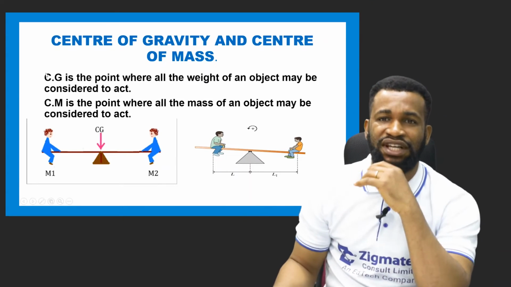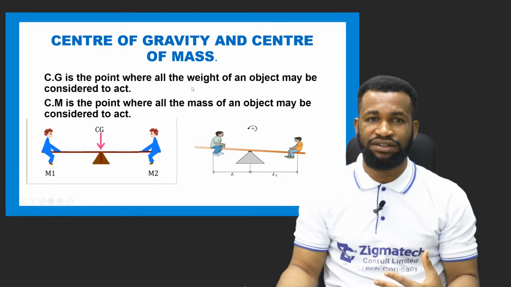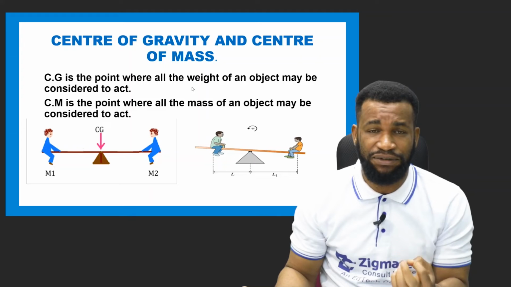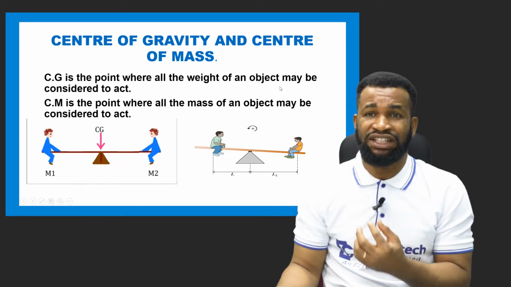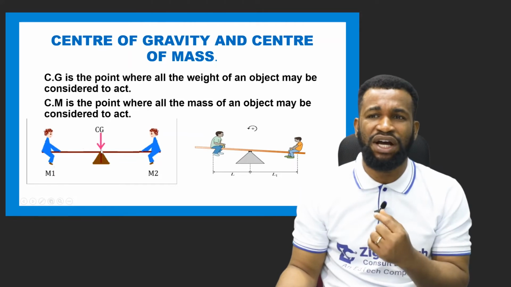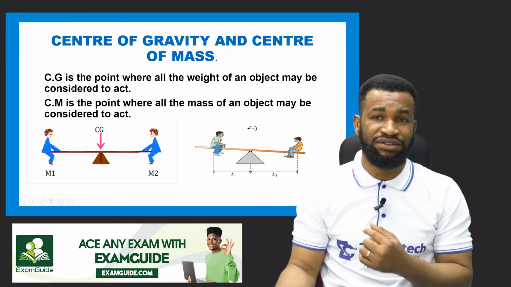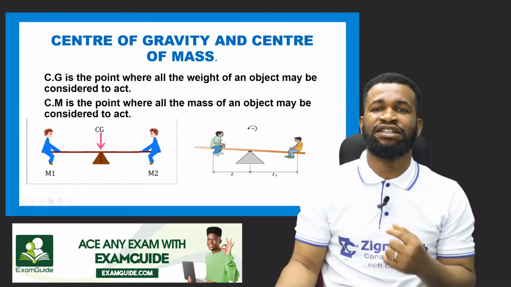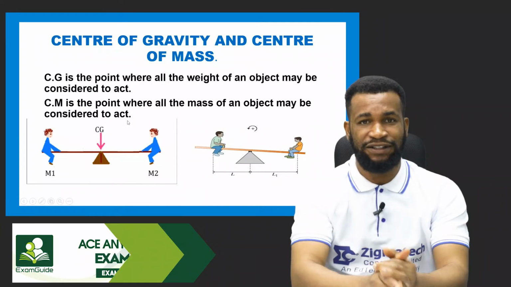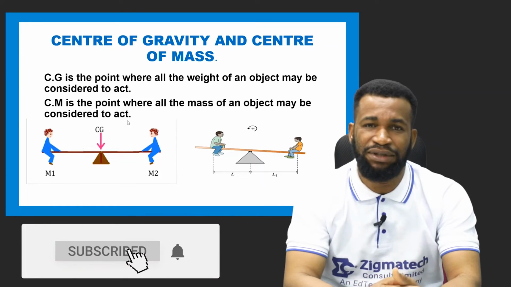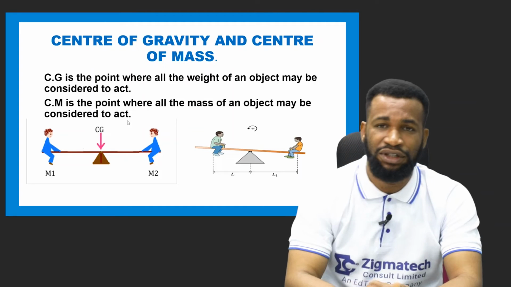Now, center of gravity is a point where all the weight, in consideration with gravitational force, of the body or object may be considered to act. That point where they are acting is said to be the center of gravity. Now, center of mass is the point where all the mass of an object may be considered to act. However, the similarity between these two is very negligible, but they are not the same.